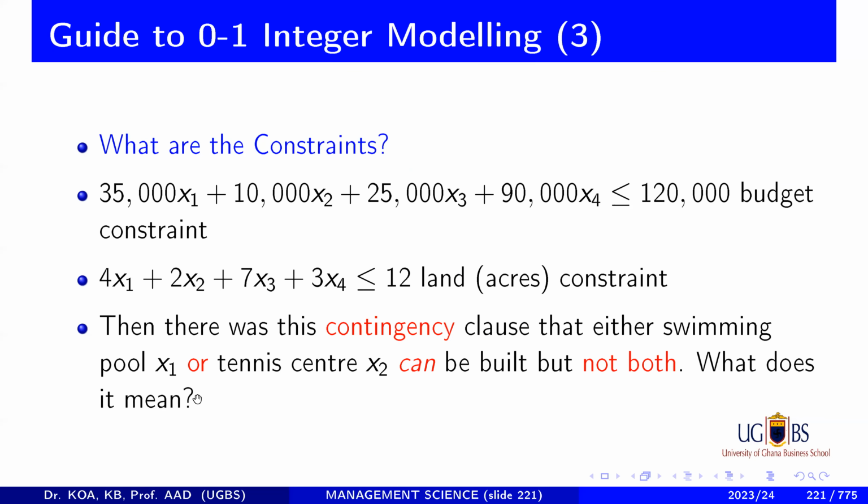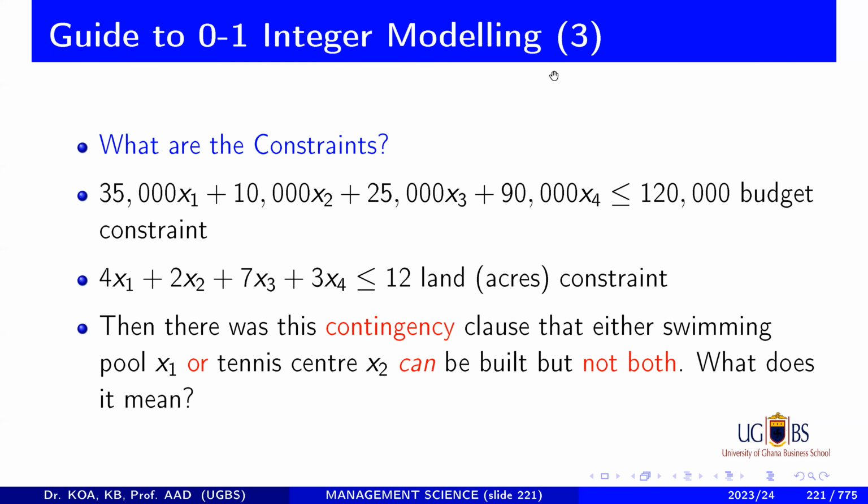That is called a contingency constraint. It says that a swimming pool, which is x1, and a tennis center, which is x2, can be built, but not both. The word or here means you have to do what to those two? Esther: It means you have to choose one of them. So what do you do mathematically? Either one will be 0 or 1.